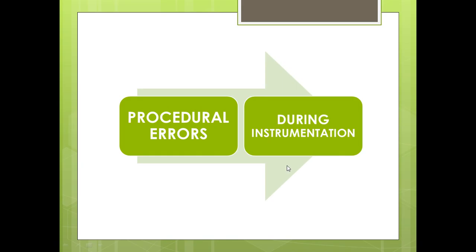Good morning. Today we'll discuss the procedural errors during instrumentation. Regardless of the instrumentation technique used for the cleaning and shaping of a root canal system, the main objectives of biomechanical preparation are to remove the pulp tissue, to remove the debris during the preparation or instrumentation, complete removal of the bacteria, and also to shape the canals for obturation. So they'll make the canals ready for the obturation.